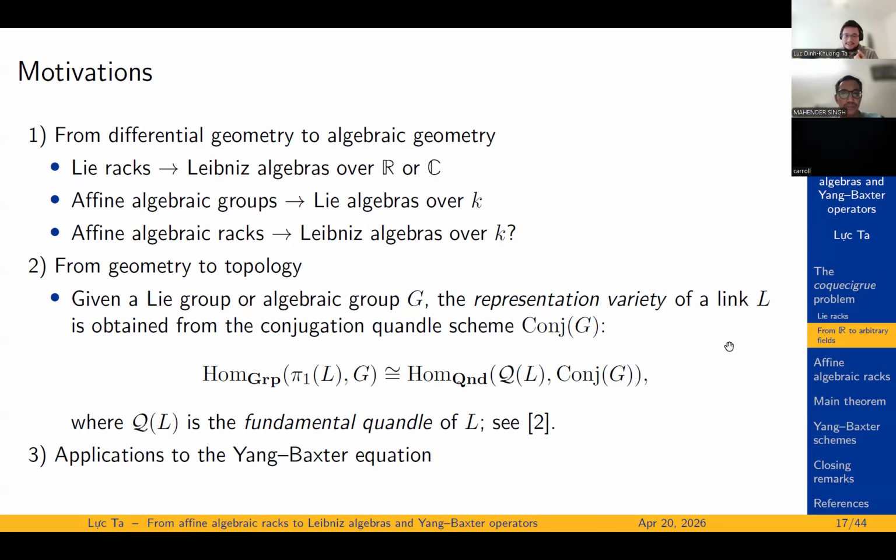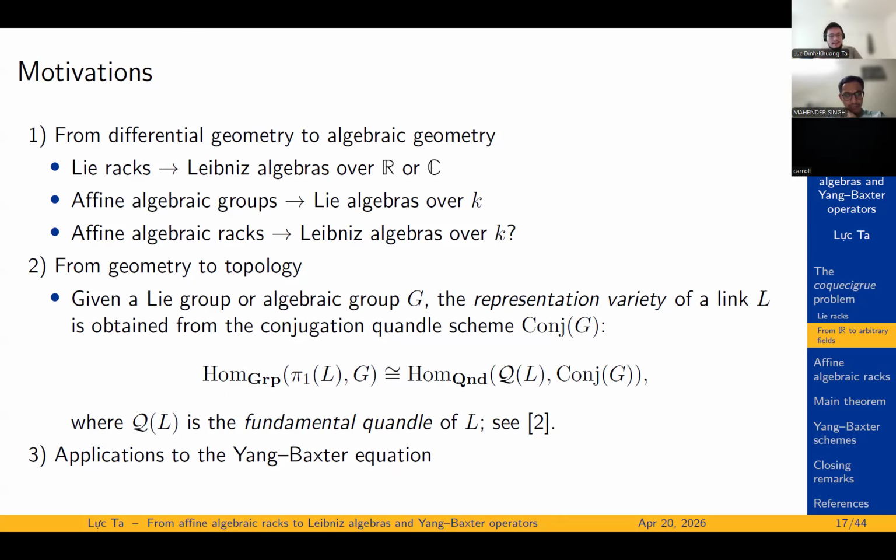Another motivation is that it comes from knot theory. If you have a knot or a link, call it L, and you have a Lie group or an algebraic group G, then you can define something called the representation variety of that link, which is all the group homomorphisms from the fundamental group to G. And that turns out to be an algebraic variety, in other words, a scheme with some very nice properties.